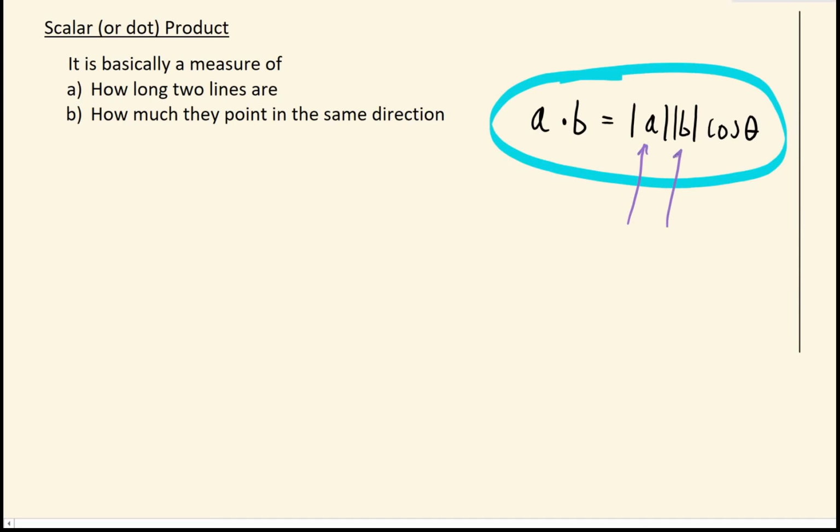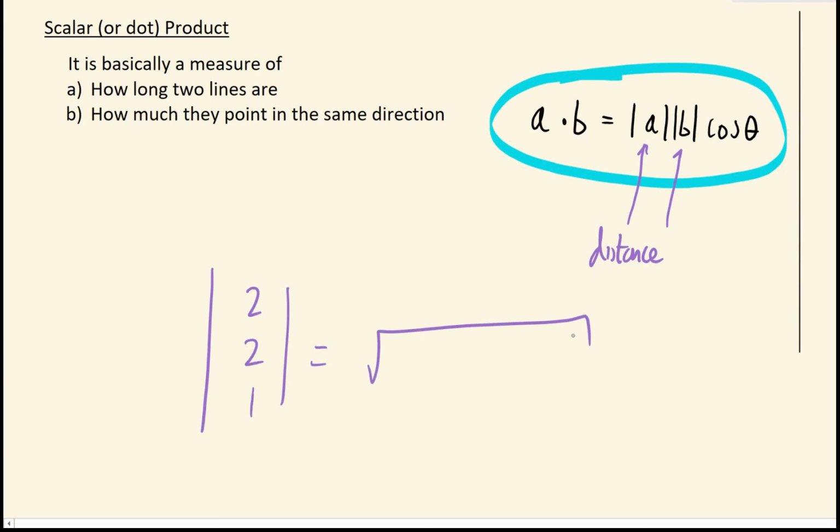So these mod symbols, you've seen before, basically just mean distance. To work it out, you would just do 3D Pythagoras. So if you wanted the distance of the vector 2, 2, 1, that would be the square root of 2 squared plus 2 squared plus 1 squared, which would be the square root of 4 plus 4 plus 1 is 9, which is 3. And that tells you the length of this vector is 3. It is 3 units long.